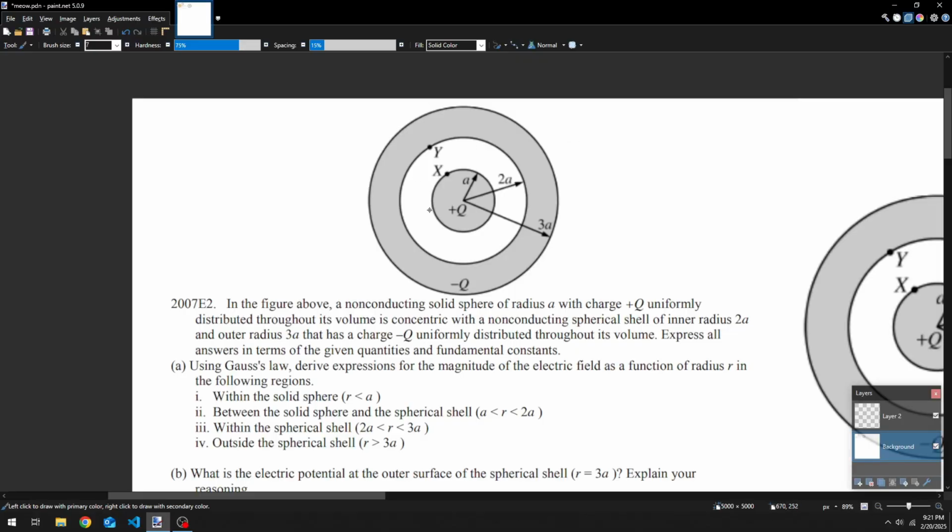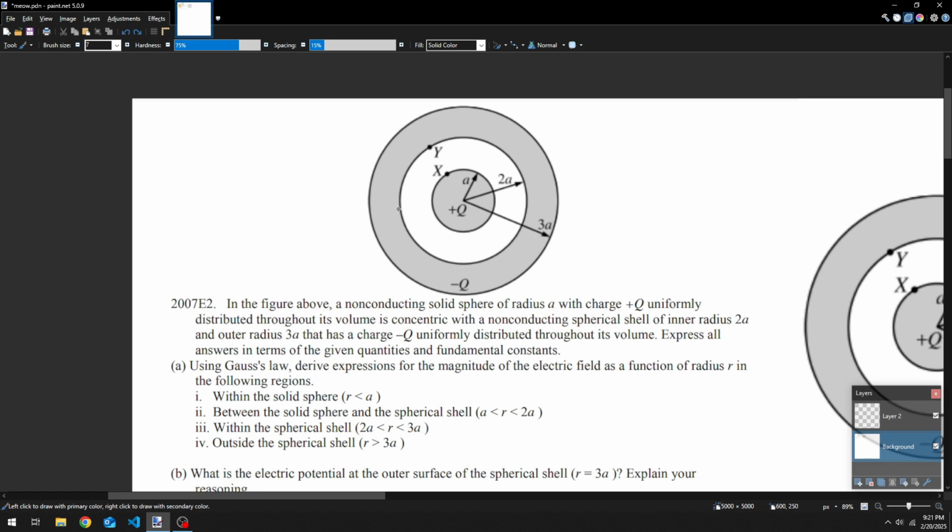In this FRQ, we have two spherical objects. Both of them are insulators. The first spherical object is this insulator here in the middle with the radius A. It has a positive charge Q, and its charge is uniformly distributed, meaning its density is the same throughout all points inside of the sphere.